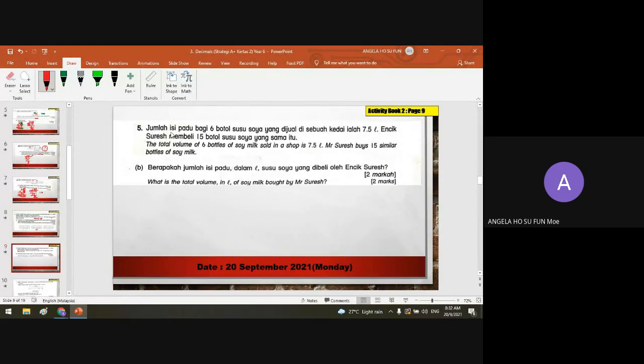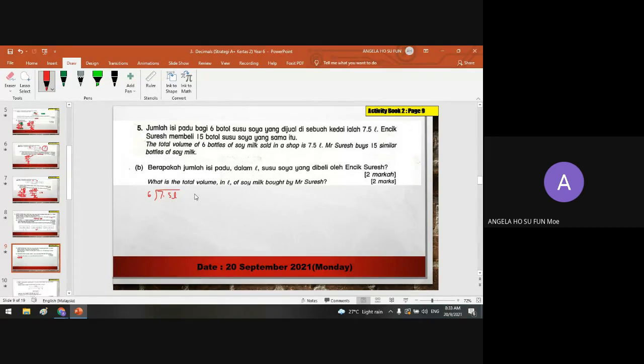Same thing. Okay. Same question, but now they ask you, what is the total volume in liter? They want it in liter, so easy only. The soya milk bought by Mr. Suresh. Okay, so first of all, just now you remember the mathematical sentence there? 7.5 liter, okay, divided by 6. Why divide by 6? Because I need to find out 1 bottle of the soya milk containing how much volume. All right, so what you can see here, do division first, divide by 6.